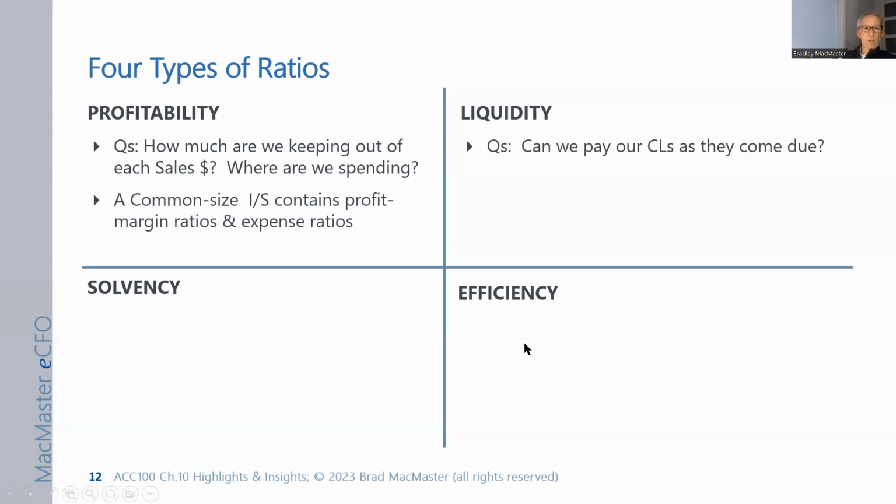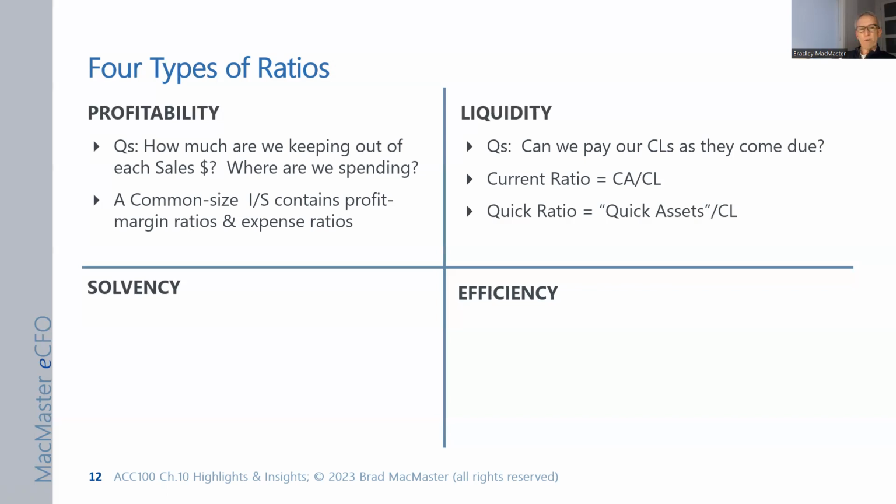When it comes to measuring liquidity, we're trying to answer the question, can we pay our current liabilities as they come due? And so two ratios that we use for this are to compare the current assets and current liabilities. We generally want to see, the higher the number, the better. If you've got less than one, you're in trouble because that means your assets are insufficient to pay your obligations. But whether it's 1 or 1.5 or 2 or more really depends on the particular industry that you're in.